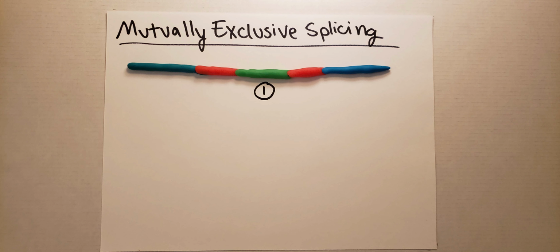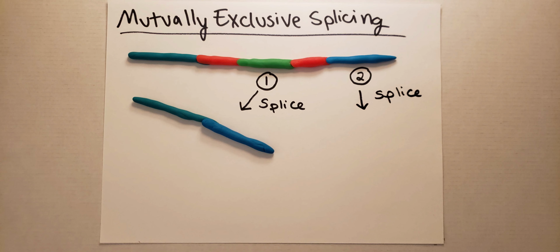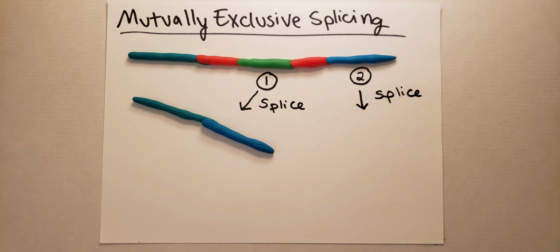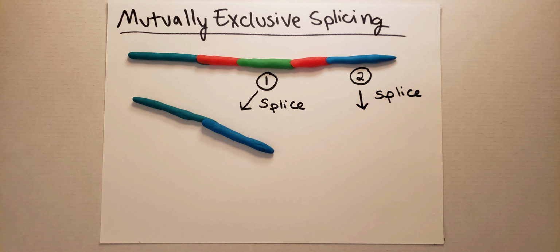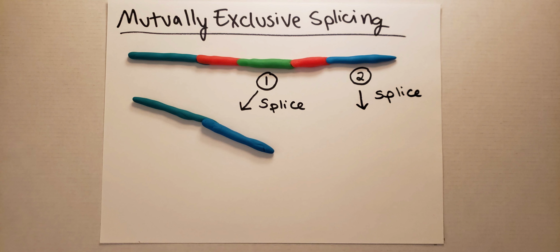The second kind of alternative splicing we will discuss is called mutually exclusive splicing. In mutually exclusive splicing, there are at least two exons that will not be included together in the final RNA product. Either one or the other will be spliced out to leave just one of them. As shown, these two exons are mutually exclusive, and splicing one versus the other will yield different final products.